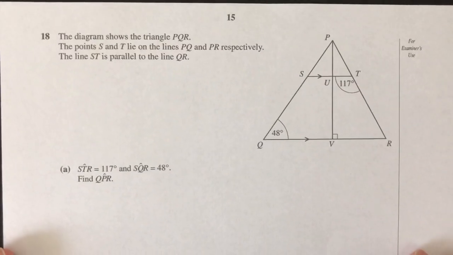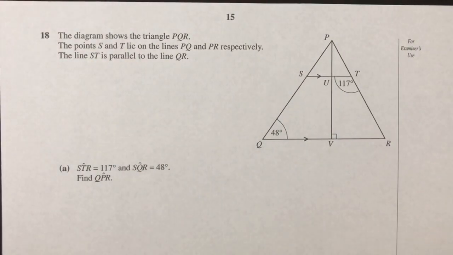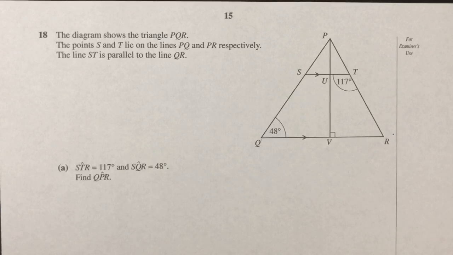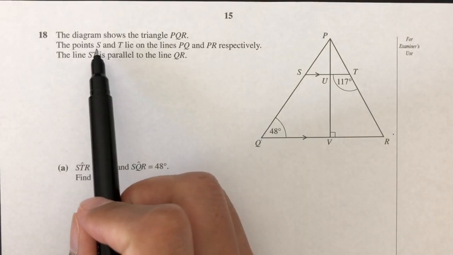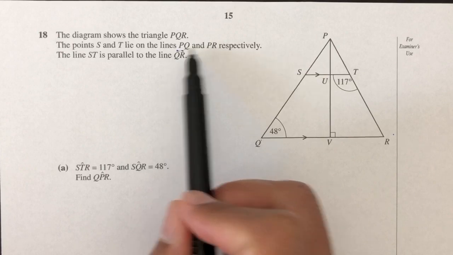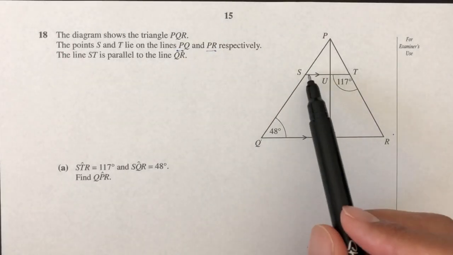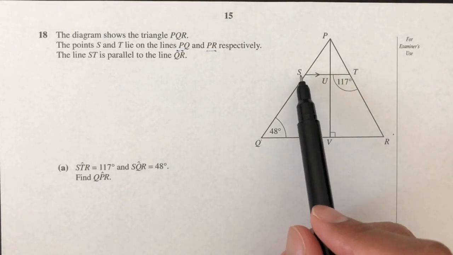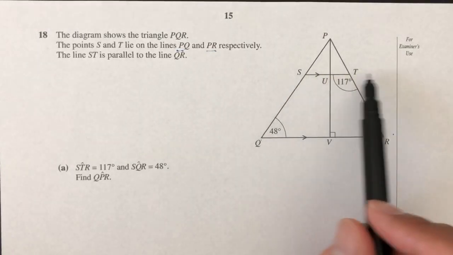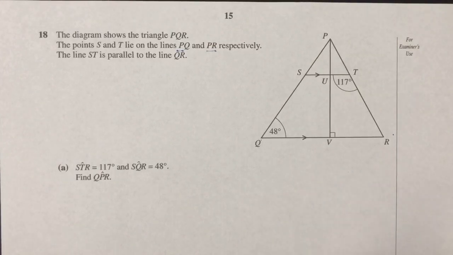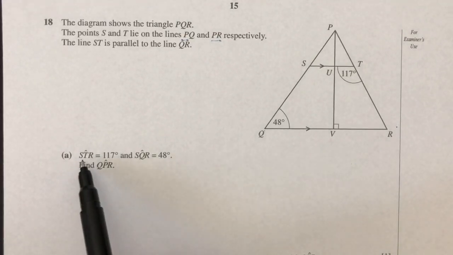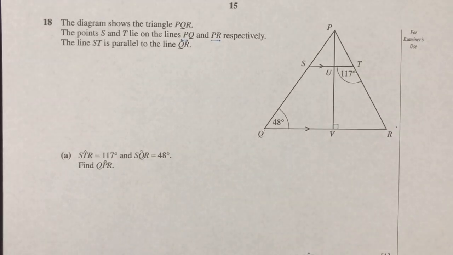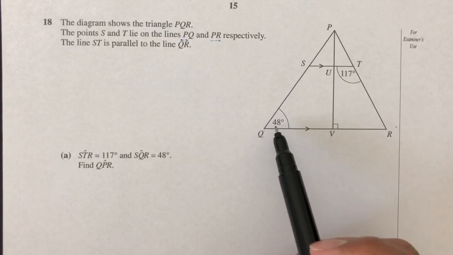Okay, moving on to question number 18. The diagram shows the triangle PQR. So we have P, Q, and R. Okay. Now it says that the point S and T lie on the lines PQ and PR respectively. Okay, makes sense. Now we have ST is in the same direction as QR, so same parallel lines. So question part 1, we have STR is 117. So this angle here is 117. And this angle here is 48.